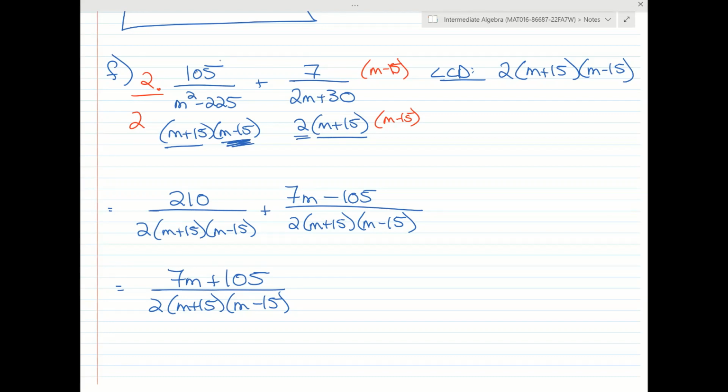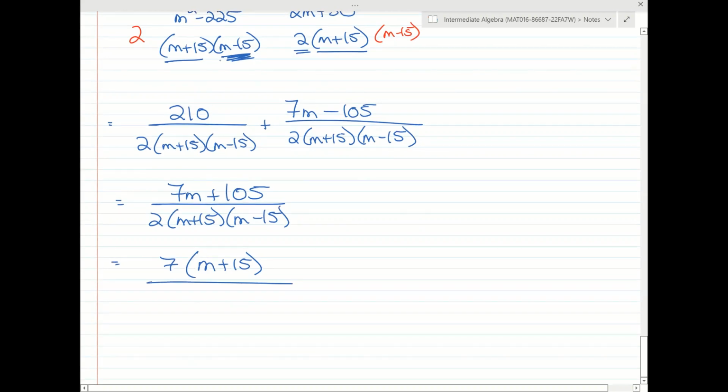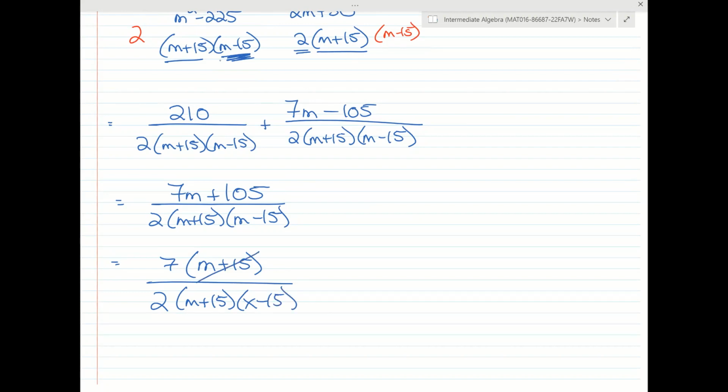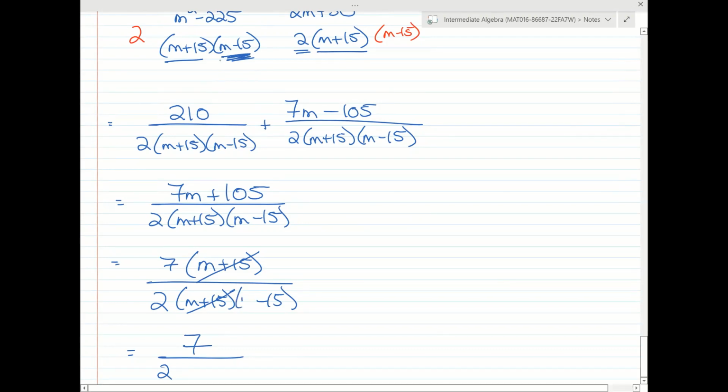105, we could take out a 7 from that and just kind of factor a little bit more. You always want to look to see if you could factor. And what we wind up with is this. This is just 7 over 2 times m minus 15.